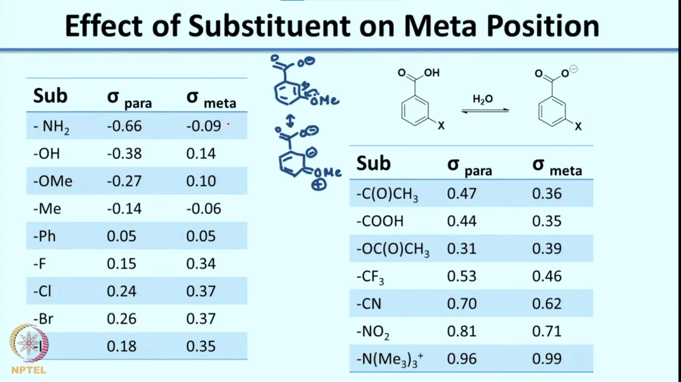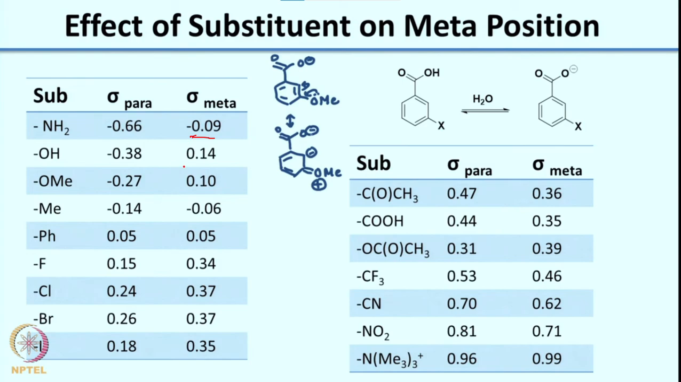Now we are talking about the meta position. As you can see in the meta position, the lone pair will push here and negative charge will generate at the ortho position, right? Which is also destabilized. The destabilization is there, but not compared to the para position. The para position was more destabilized. That's why the value at the meta position is slightly greater than the para position value, but less than 0 only.